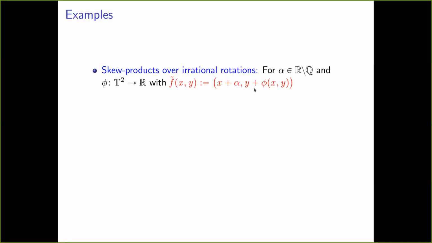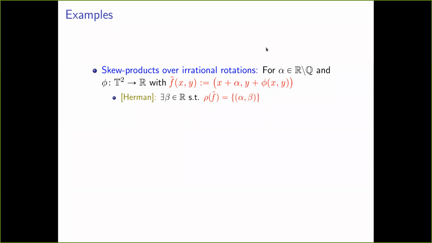And what can we say in this case? Michel Herman showed that any example of this form is in fact what we call a pseudo rotation. A pseudo rotation is nothing but a homeomorphism whose rotation set is a singleton. So here you have just a point. Michel Herman proved this.